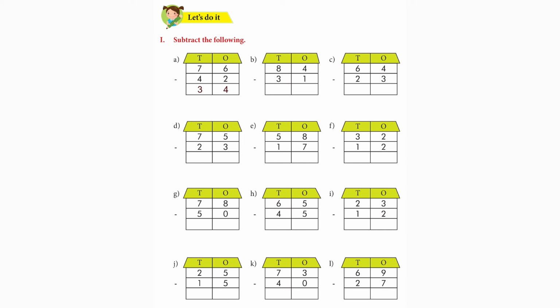Now the next one, 84 minus 31. So let's do the ones place first. 4 minus 1 is 3. And then 8 minus 3 is 5. So the answer is 53. In this way, you take time and solve all the other take away problems that are given there.